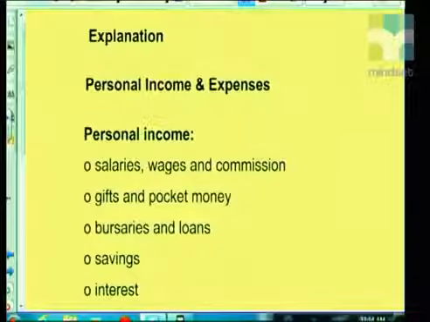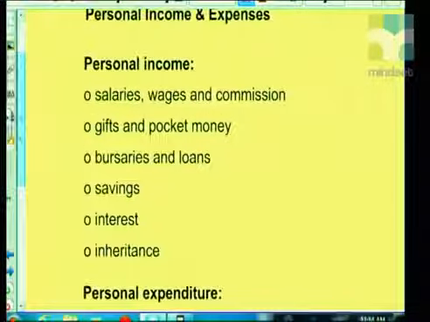Now let's go and look at a few examples of income and expenses, and we're going to start by looking specifically at personal and household situations. So what is personal income? Well, here there are different types, and you need to be aware of each of these. So I want to just highlight them.